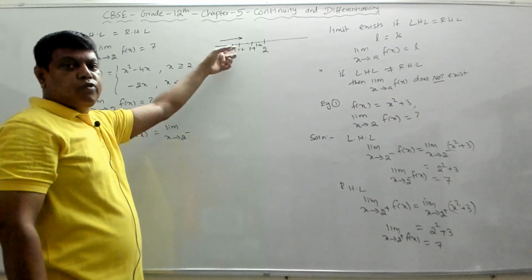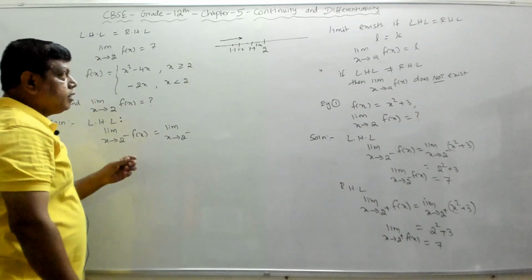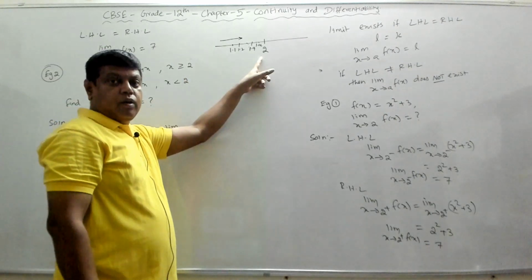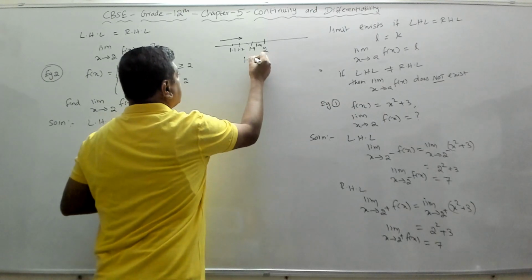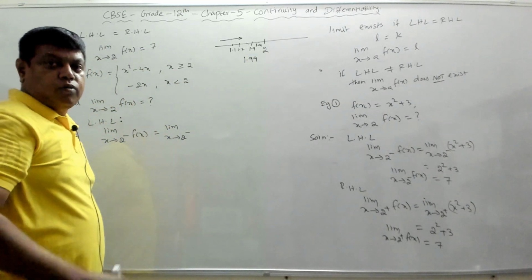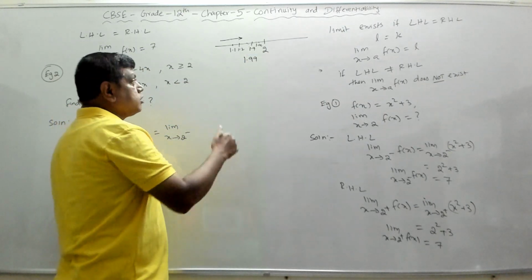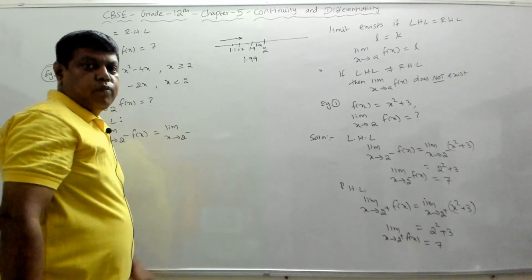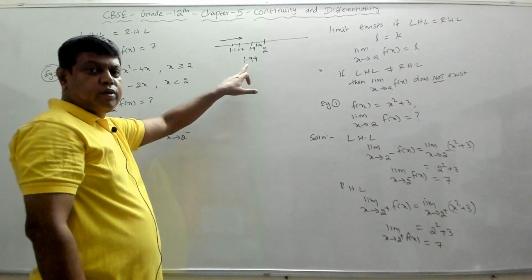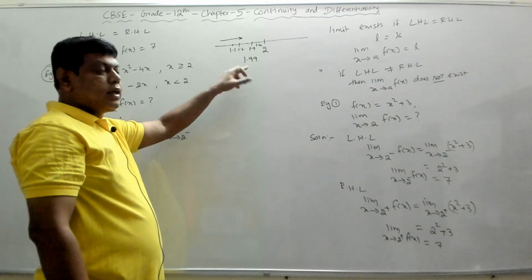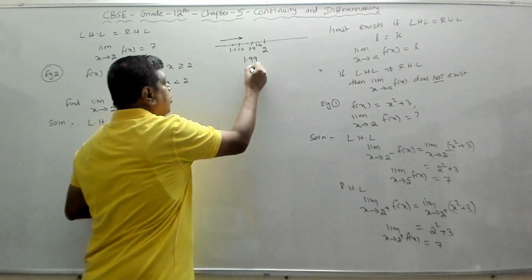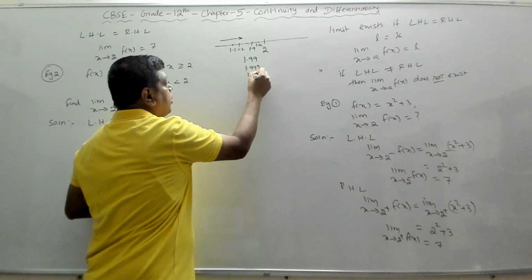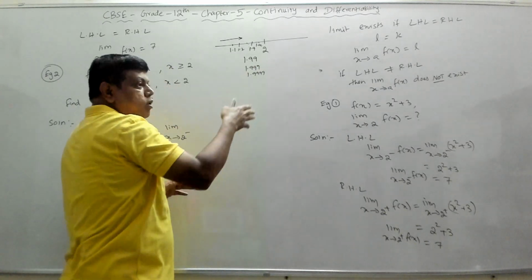So you have to find an x very close to 2 but less than 2. Suppose we take it as 1.99. If you want to go much closer, the x will keep changing and moving, so it will become 1.999, then 1.9999. So it is going towards 2.